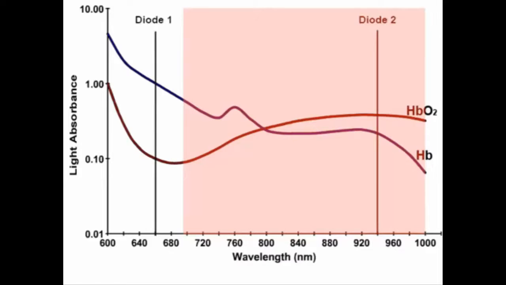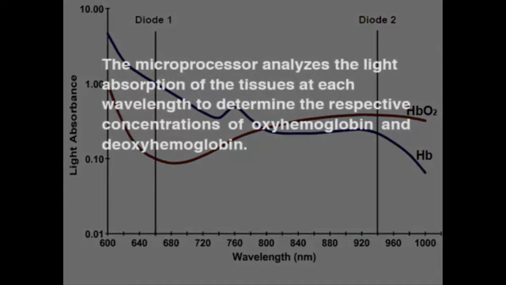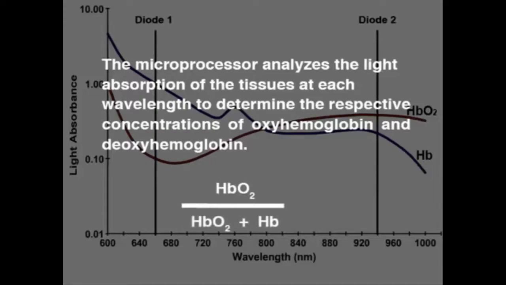The microprocessor analyzes the light absorption of the tissues at each wavelength to determine the respective concentrations of oxyhemoglobin and deoxyhemoglobin. It then divides the concentration of oxyhemoglobin by the sum of the concentrations of oxyhemoglobin and deoxyhemoglobin to determine the arterial blood oxygen saturation, SpO2.